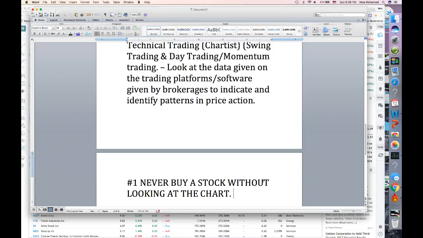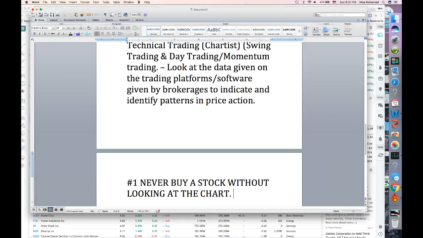Just to be real, 90% of the people who day trade are not successful. They lose all their money. There's only like 10%. And it's a proven fact. Everybody knows it. I lost all my money the first time I tried doing this, and I learned the hard way. I also realized that I never looked at the chart when I bought the stocks. Never buy a stock without looking at the chart.